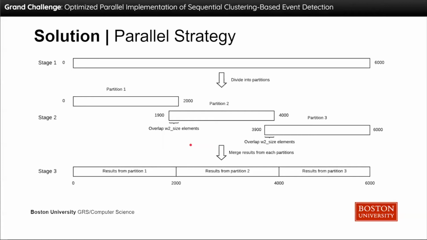Then we need to merge the results generated by each partition. We use the last 100 elements in the first partition to replace the first 100 elements in the second partition. For example, when we want to merge partition 1 and partition 2, we use the last 100 elements in partition 1. Then we generate results, which are shown in stage 3. This result still contains many errors. Next, we will verify the results to improve the accuracy.